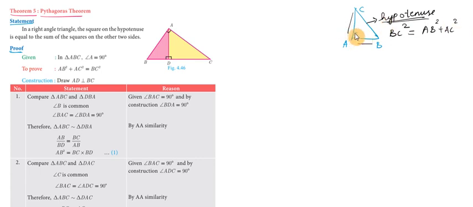So here we are taking angle A to be 90 degree. So angle A is 90 degree. We are going to prove that AB square plus AC square is equal to BC square. So to prove this, we are drawing a line AD which is perpendicular to BC.